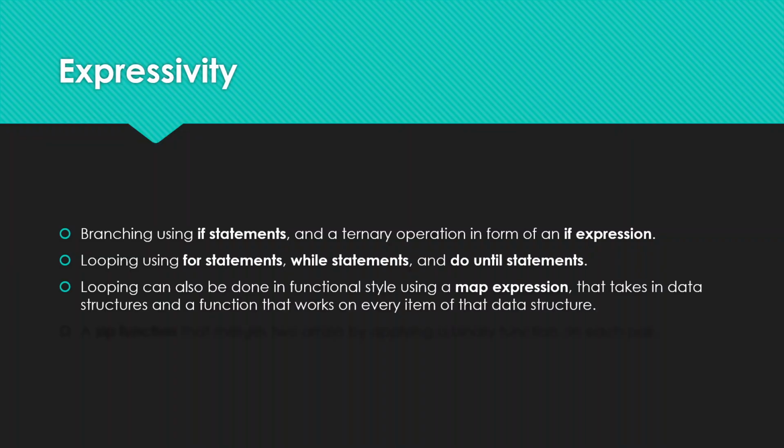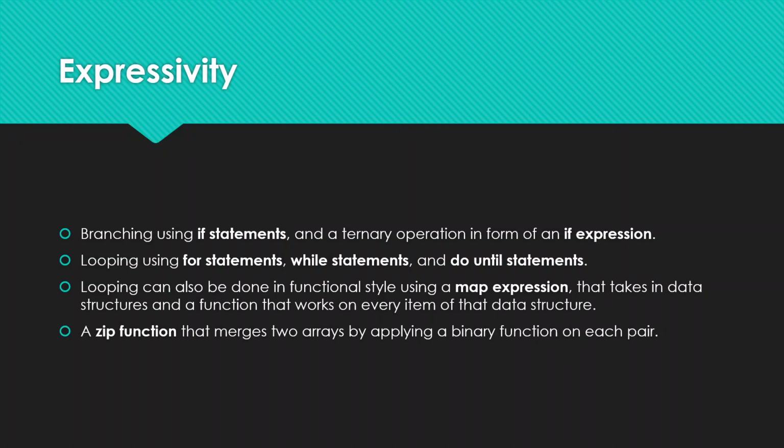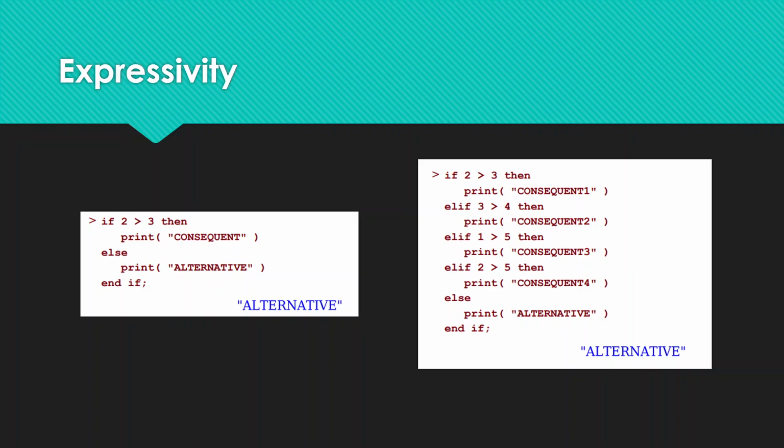Moving on, for expressivity, we have the familiar branching and looping constructs. For looping, there's the map expression for iterating in a functional style. There's also the zip function that merges two arrays by applying a binary function on each pair. Here are some branching examples. These are familiar to us at this point.